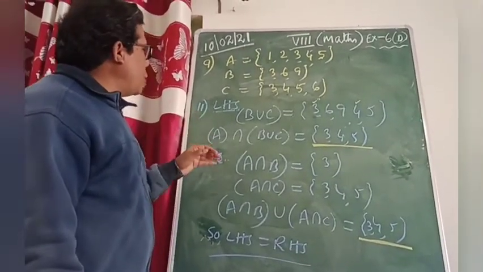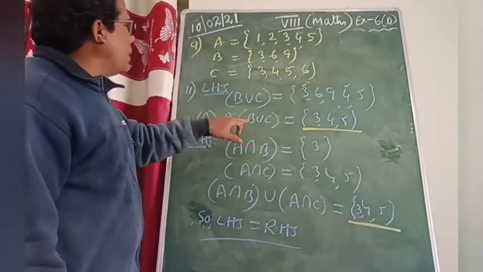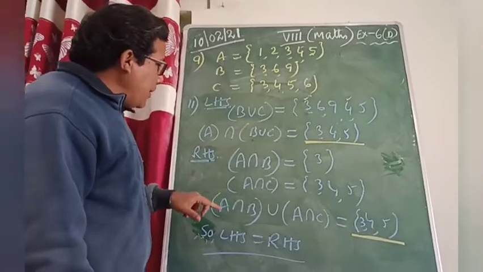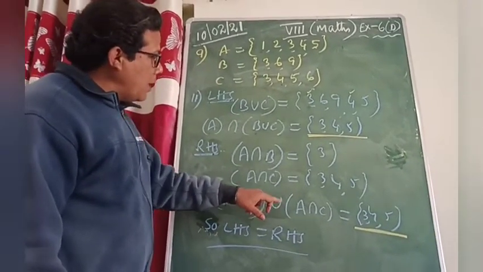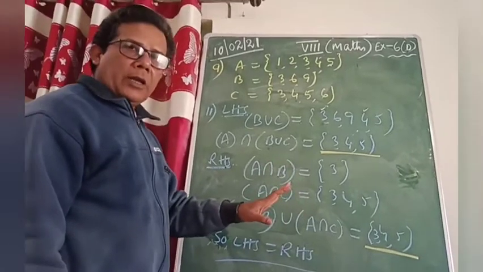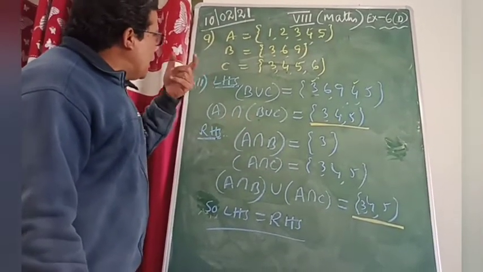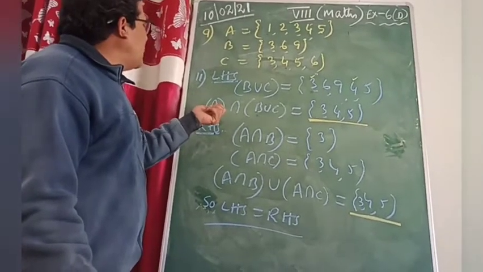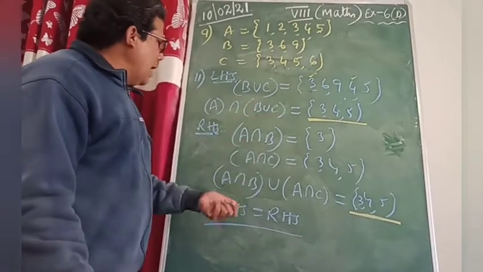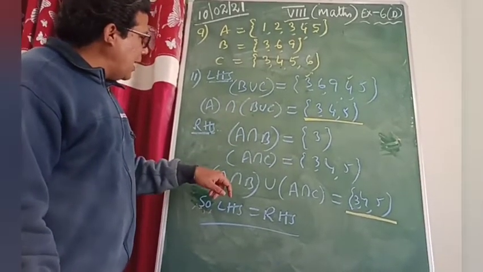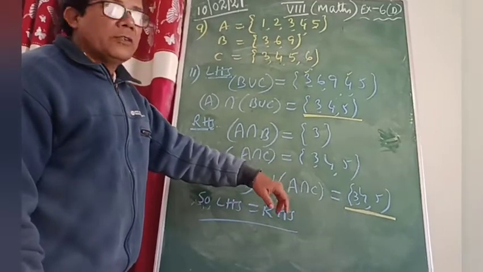Now the second part of the question, what they said? You find out the elements of A intersection B union C and the elements of A intersection B union A intersection C. In the second part, what they said is you have to prove the elements present in A intersection B union C are the same as the elements present in A intersection B union A intersection C.